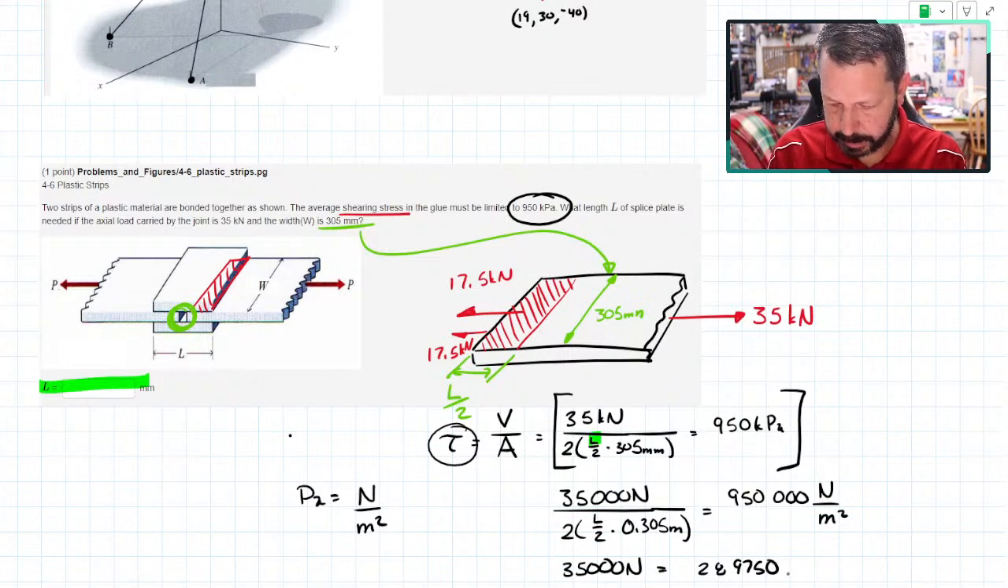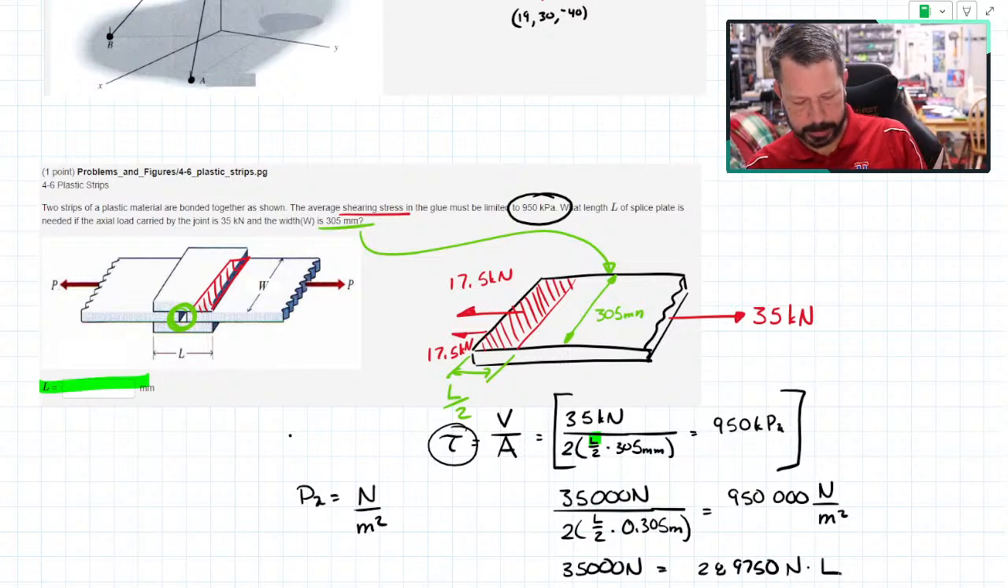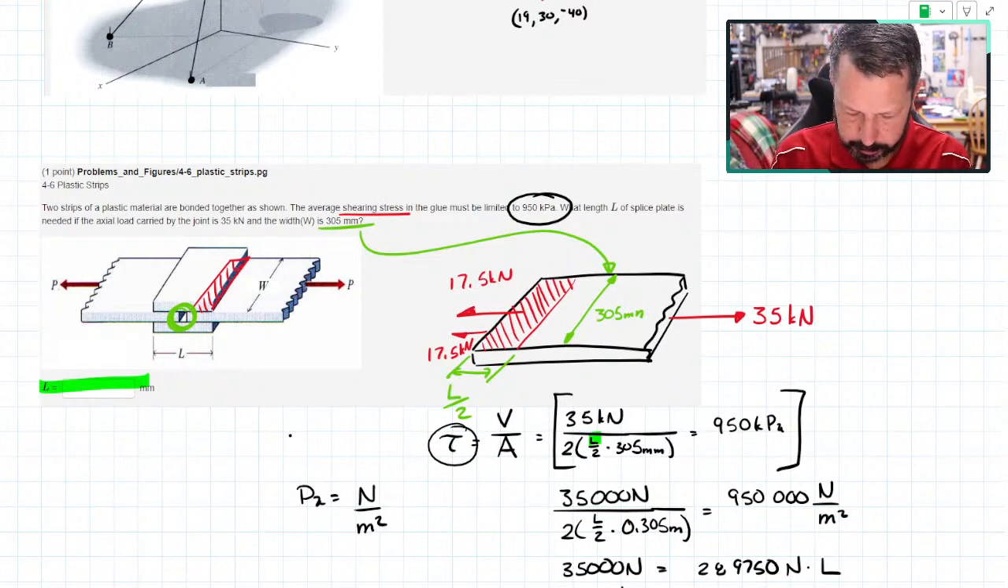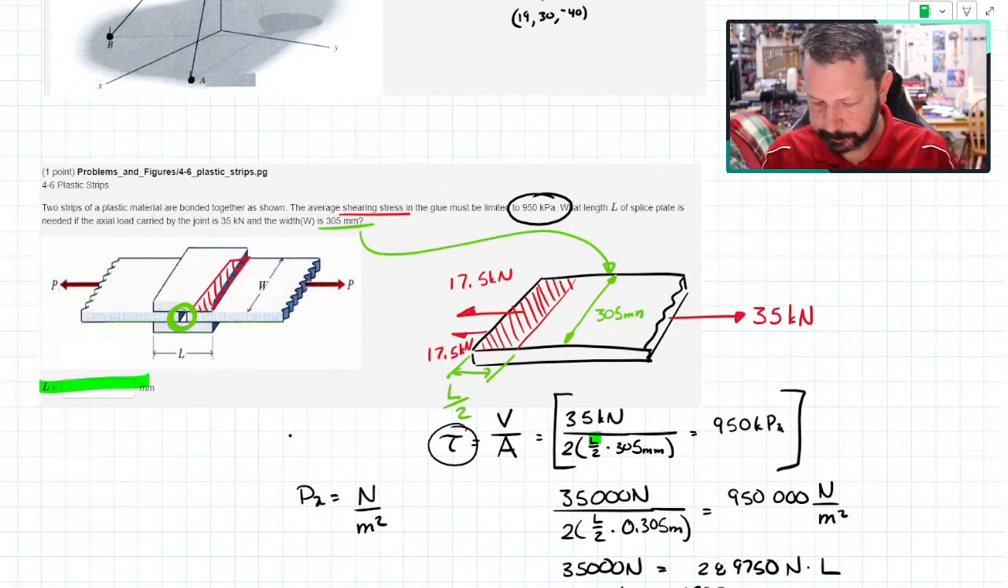289,750. That would be newtons times L. So hopefully we get 35,000 divided by 289,750 equals L equals 0.1208. Those units are meters though, and the problem wants us in millimeters, so multiply times 1,000 and we get 120.8 millimeters.